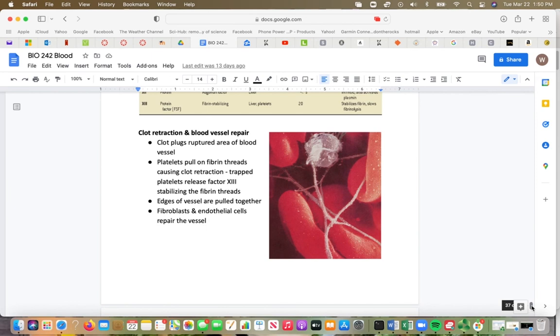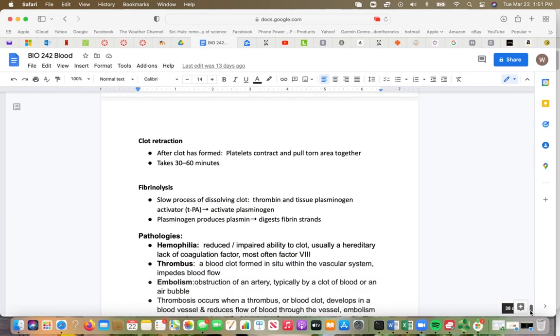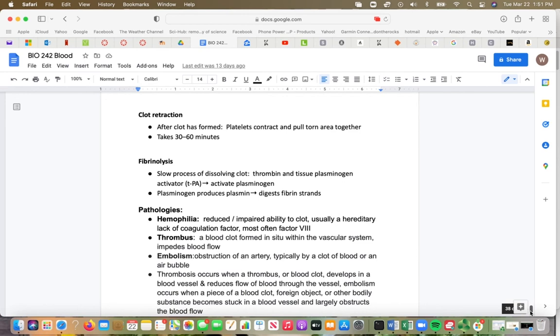So when you're done with the clot retraction and repair of the blood vessel. So the clot plugs the ruptured area for a while, but the platelets pull on the fibrin threads and it causes the clot to retract. And the trapped platelets release factor 13 that helps to stabilize those fibrin threads. It's going to pull the edges of the vessel together. So it's like it goes in there, makes the clot, and then it kind of shrinks up and pulls the tissue together to help repair the vessels. So clot retraction occurs after the clot's formed, and it takes 30 to 60 minutes.